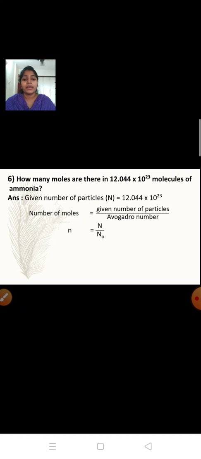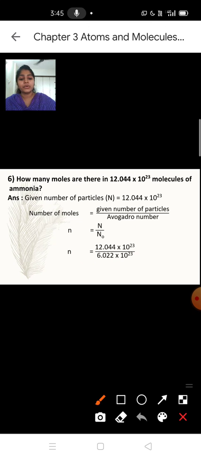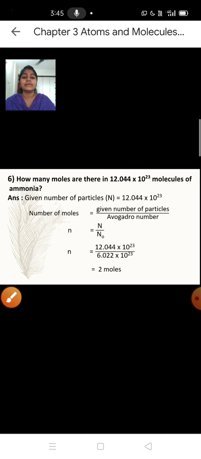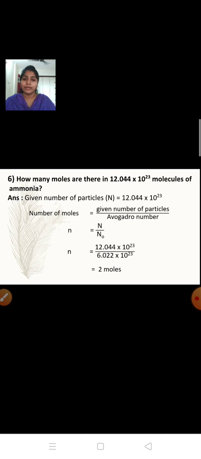So now over here small n represents number of moles, capital N represents given number of particles, and N0 represents Avogadro's number. So when we put those values, we can cancel 10 raised to 23 and then divide. So after dividing we get the answer as 2 moles. Okay, easy sums. For this you have to practice. Let us start with the next one, that is the seventh one.